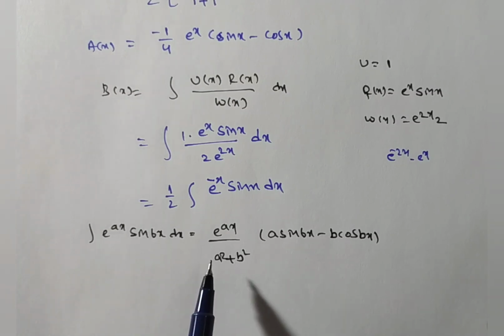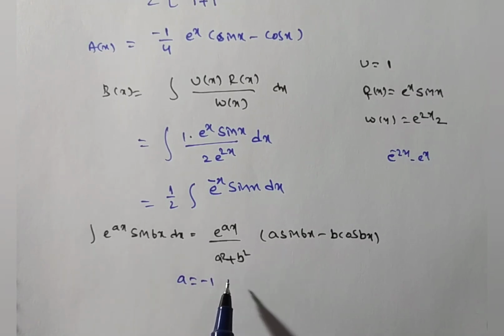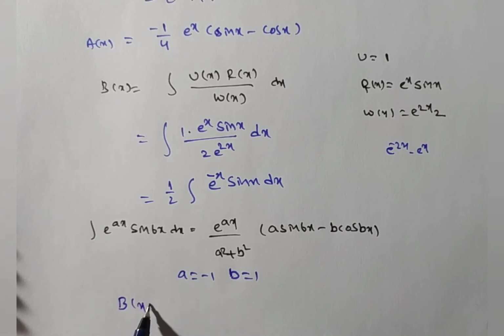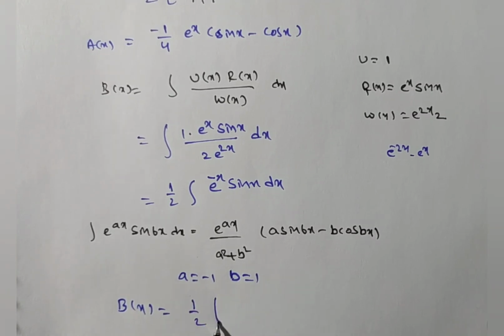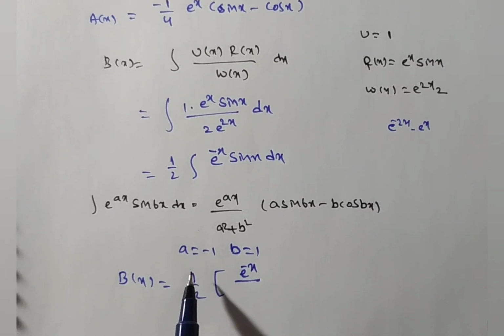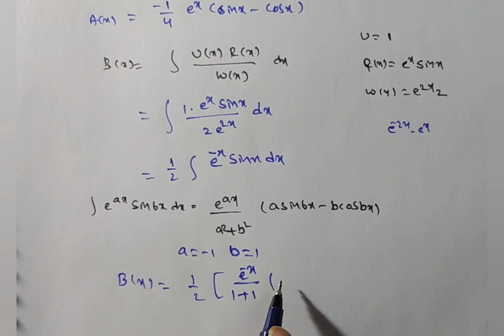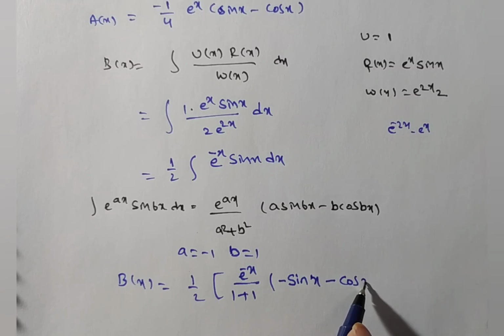If you compare with the above equation, you see in place of a I have minus 1, in place of b I have 1. Now in this case b of x is equal to, you see friends, already you have 1 by 2 outside, so 1 by 2 times of e power ax, so e power minus x by minus 1 square plus 1 square means 1 into a sin bx. What is a? You have minus, so minus sin 1x, sin x, minus b means 1 into cos bx, means cos x only.